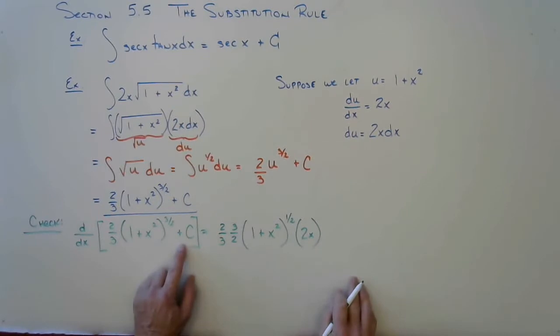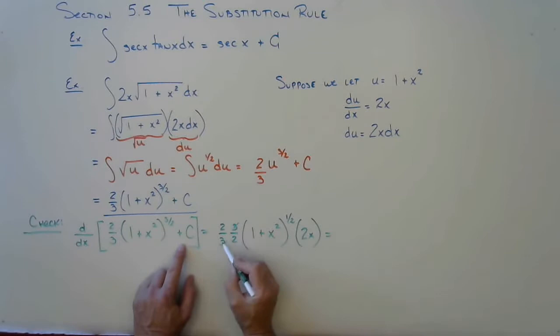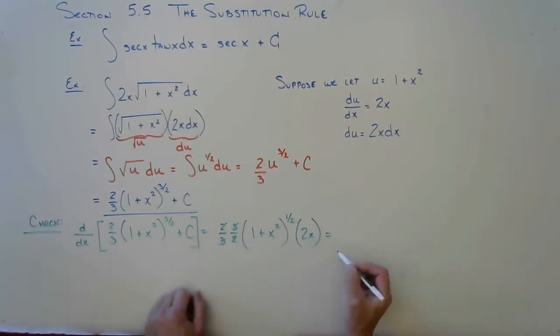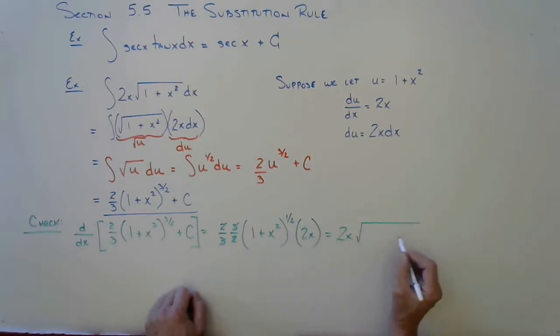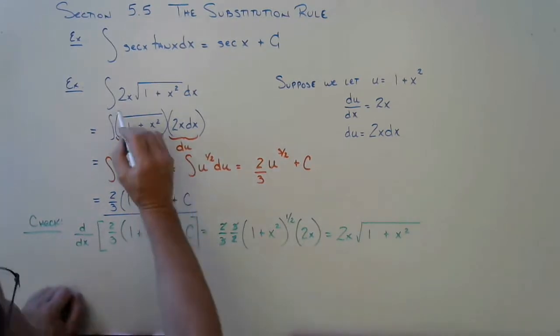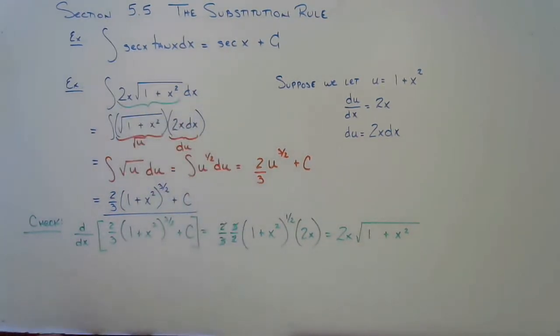Of course, c is a constant, so the derivative of a constant is equal to 0. And if we simplify this, 3 cancels 3, 2 cancels 2, we have 2x times 1 plus x squared to the 1/2, which absolutely is the square root of 1 plus x squared, and that's our integrand in our original problem. So this is what U-substitution will do for us. Now, if you're thinking to yourself that there's something special about this integrand, you're correct. There is.